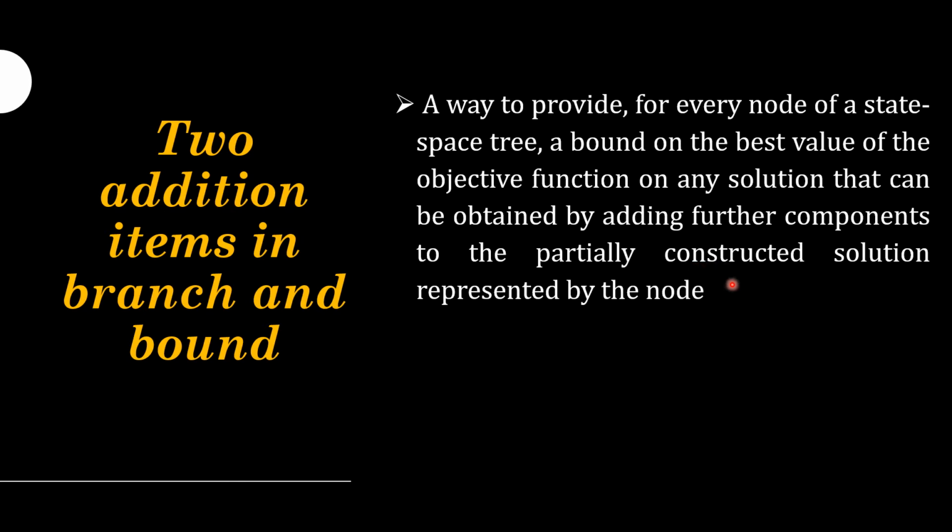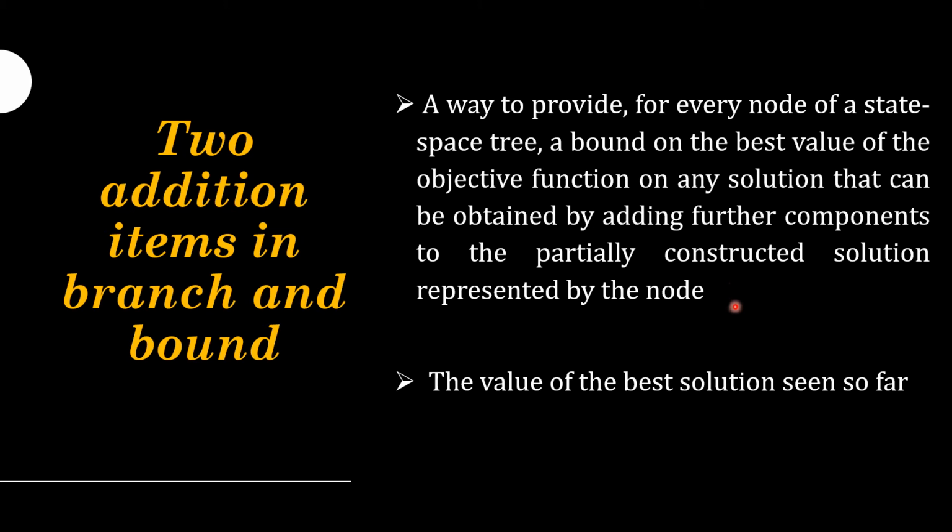And another one is we have to find a best solution. The value of the best solution is so important, the value of the best solution seen so far. So the main intention of branch and bound is to find the optimal solution, right? Compared to other solutions, we have to check the minimal or the maximum result, right? So that is the intention of branch and bound. Compared to backtracking, we have these two important things about branch and bound.